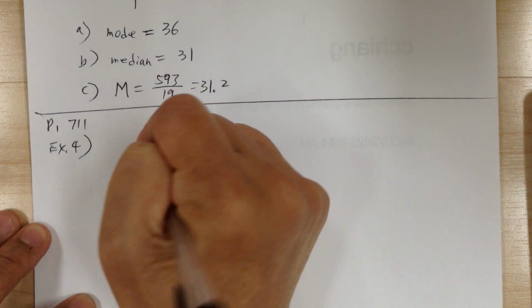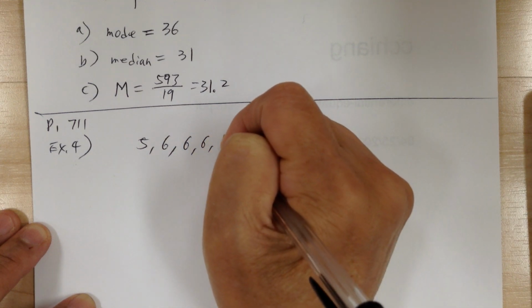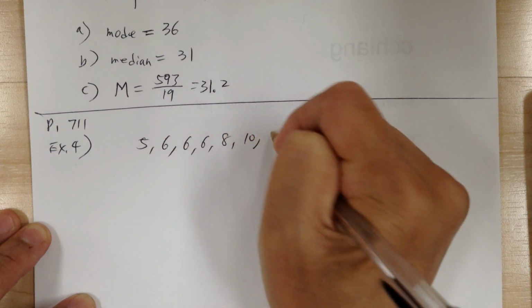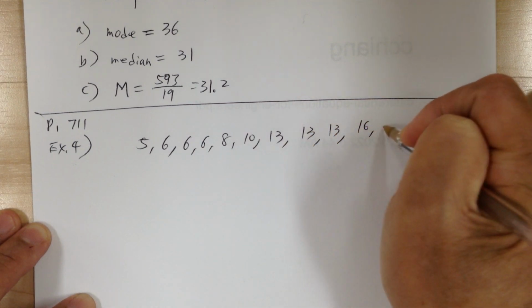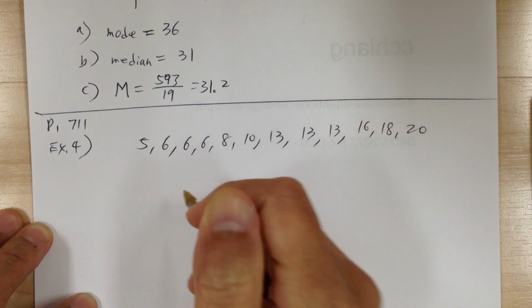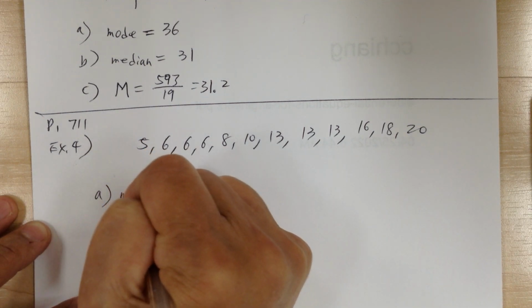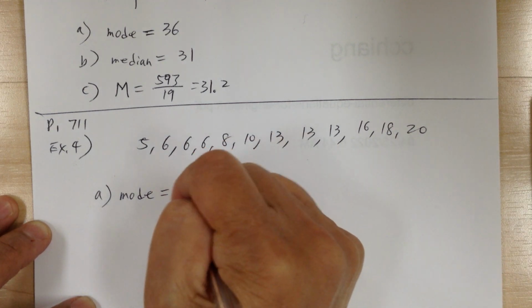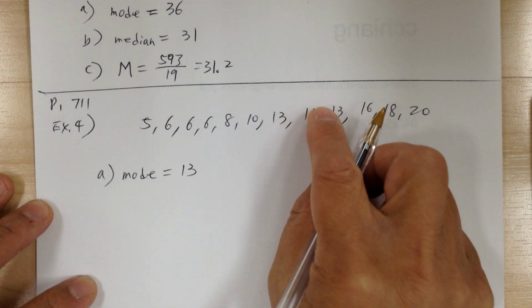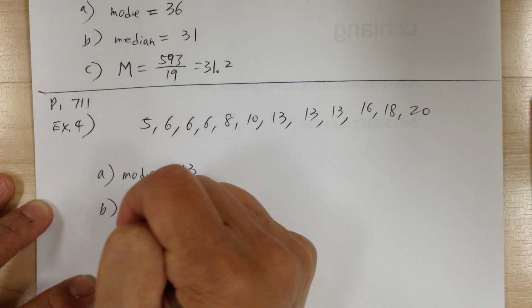So you have the 5, 6, 6, 6, and 8, 10, 13, 13, 13, 16, 18, and 20. You're looking for the mode. So A, the mode, the one that shows up most often, will be 13. That's the mode, it shows up 3 times. And B, you're looking for the median.